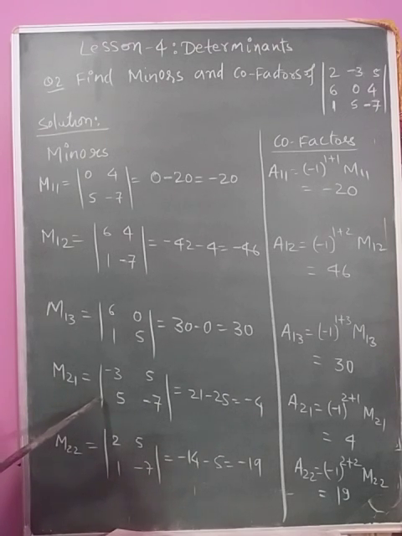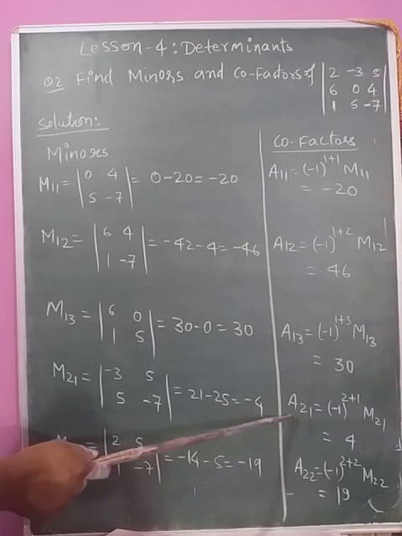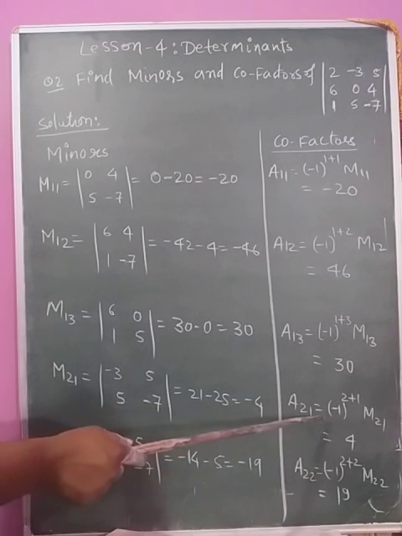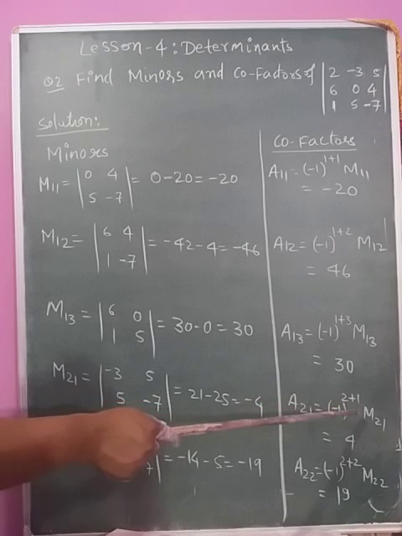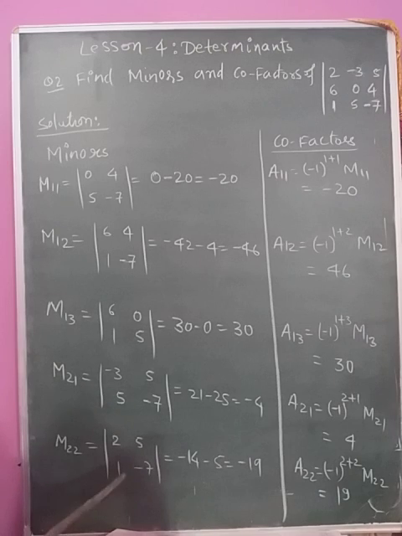M21 is equal to, after delete second row and first column, we have minus 3, 5, 5, minus 7 and their determinant is minus 4. Corresponding cofactor A21 is equal to minus 1 to power 2 plus 1 M21. After solve, we have A21 is 4. And M22 is equal to 2, 5, 1, minus 7 and their determinant is minus 19 and corresponding cofactor is 19.